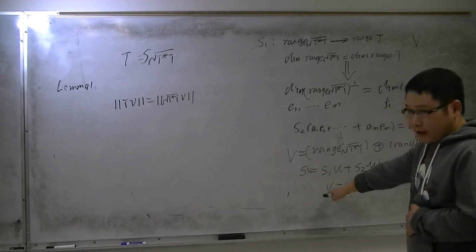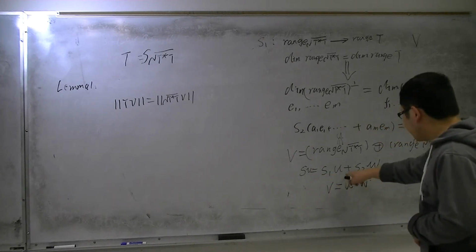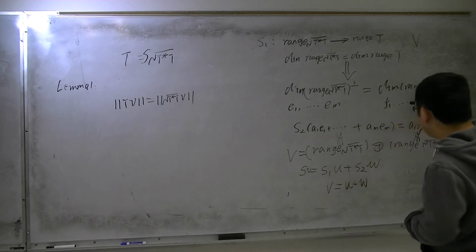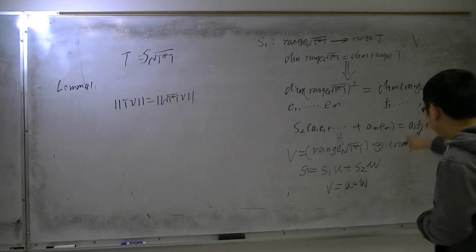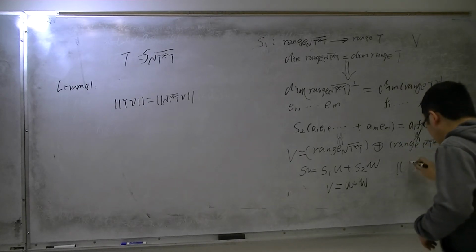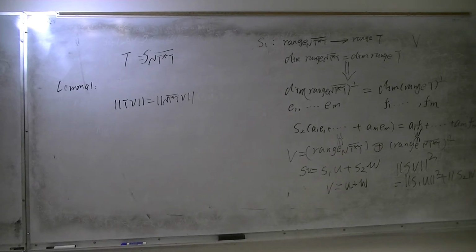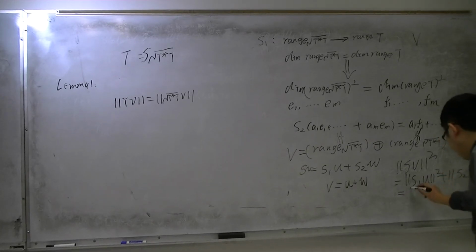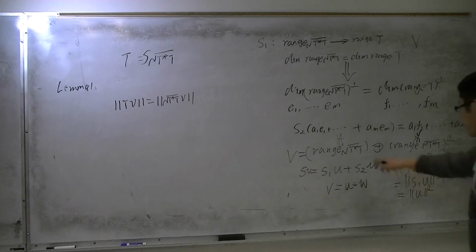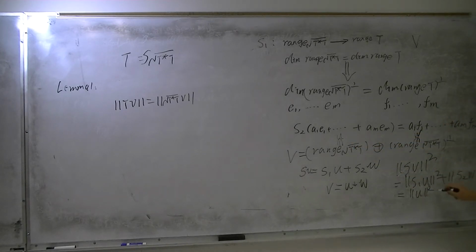I will prove this is isometric because it's a projection to this space, and this space is to this space, and S2W is this space. These two spaces are orthogonal. So by the Pythagorean theorem, the square is going to be like this one. And this I already proved. S2 is defined like this one, and it can also be proved like this, which is equal to V squared.